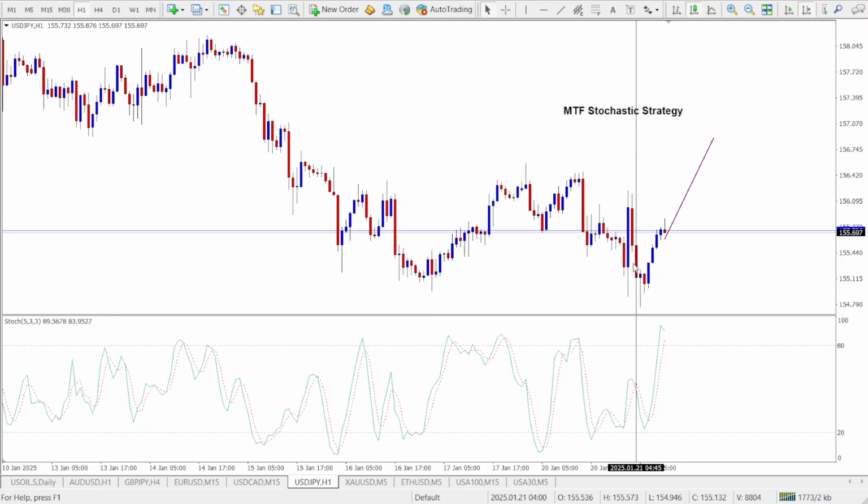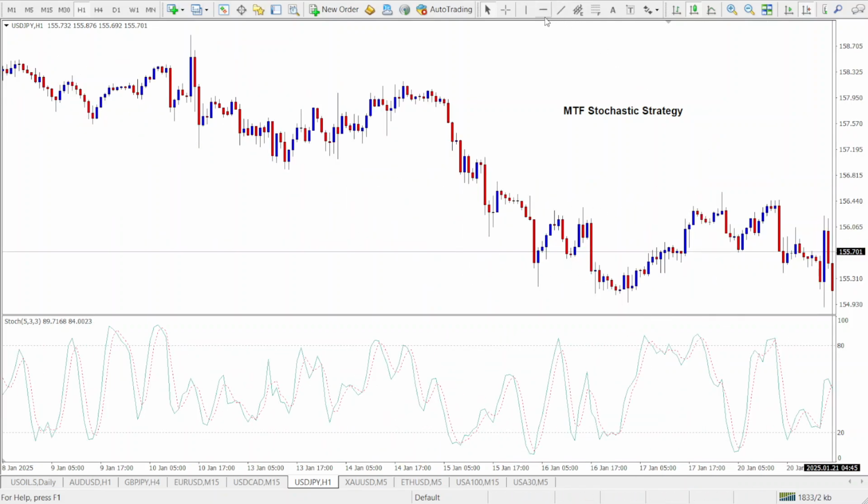Okay, so you can see that around that same point, the 1 hour chart was still showing a sell trend. So this is not the best time to enter a trade. In this situation, it is not the best time to enter a trade. So let's just look for another example.